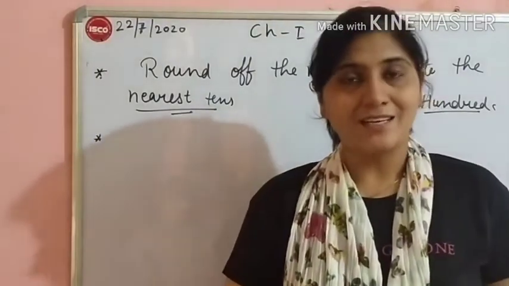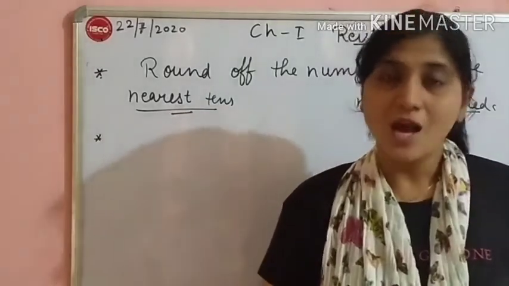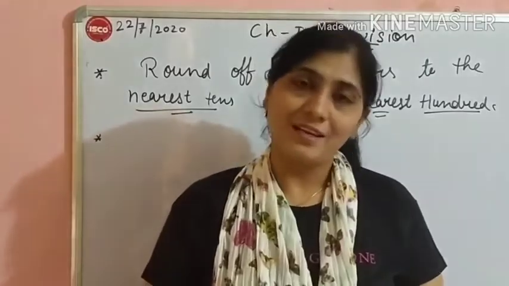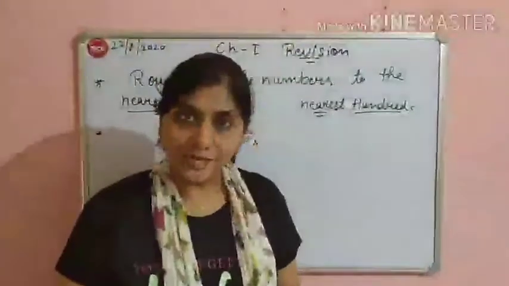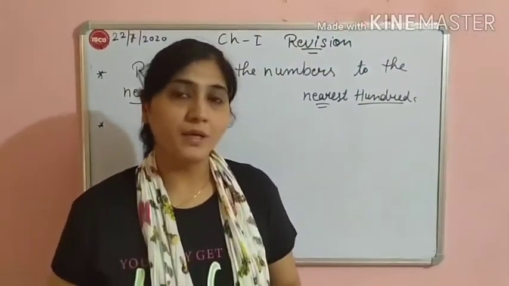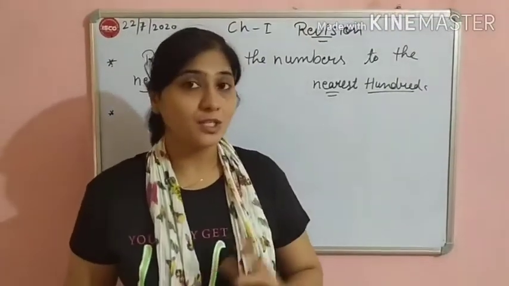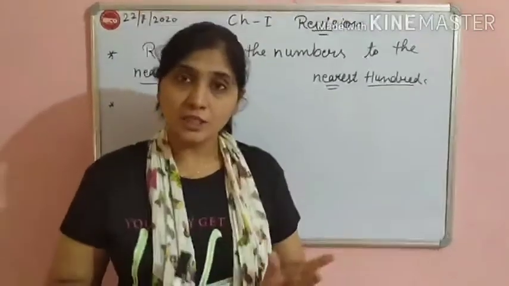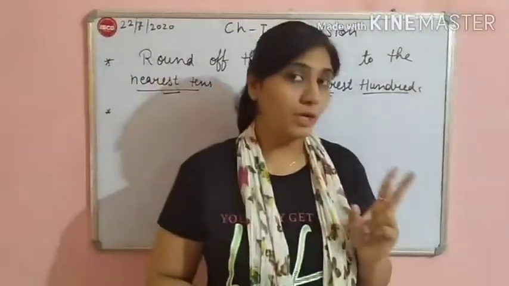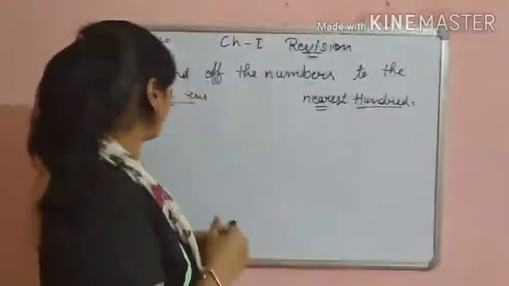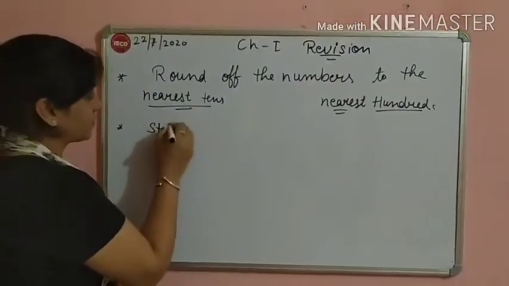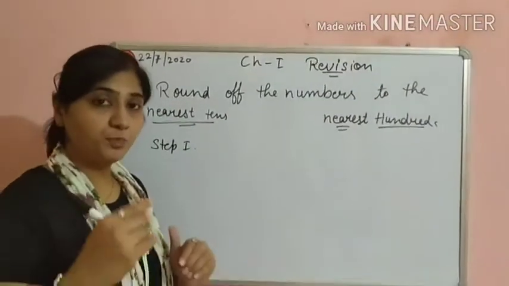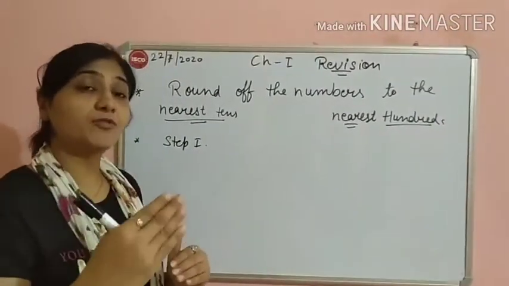So let's start revision with the topic rounding off numbers to the nearest 10 and nearest 100. Students, we can round off a number to any given place, that is tens, 100, 1000, 10,000, etc. For this we have to follow only two steps. What are the steps? See the first step. Step number 1, you have to see the right side digit of the given place.